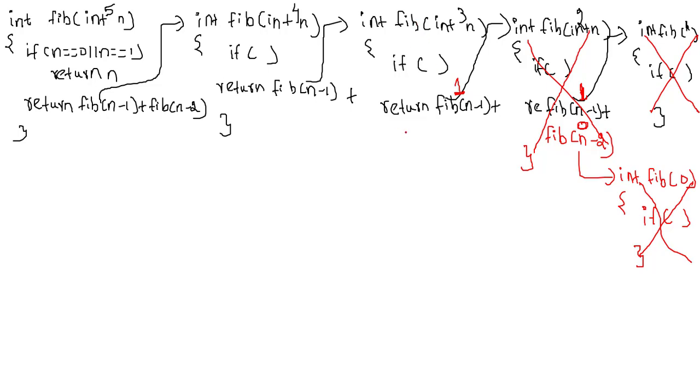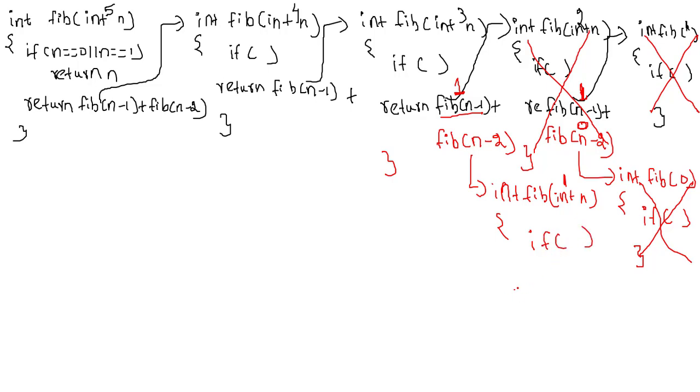Now in this function, first recursive call got over. Now I have to call the second recursive call, that is fib of n minus 2. So I am calling the function called fib of n minus 2. int fib of, what is my n value? In this function, my n value is 3. 3 minus 2, the value is 1. So in this case, my n value is 1 here. Now check the if condition. If condition is true.